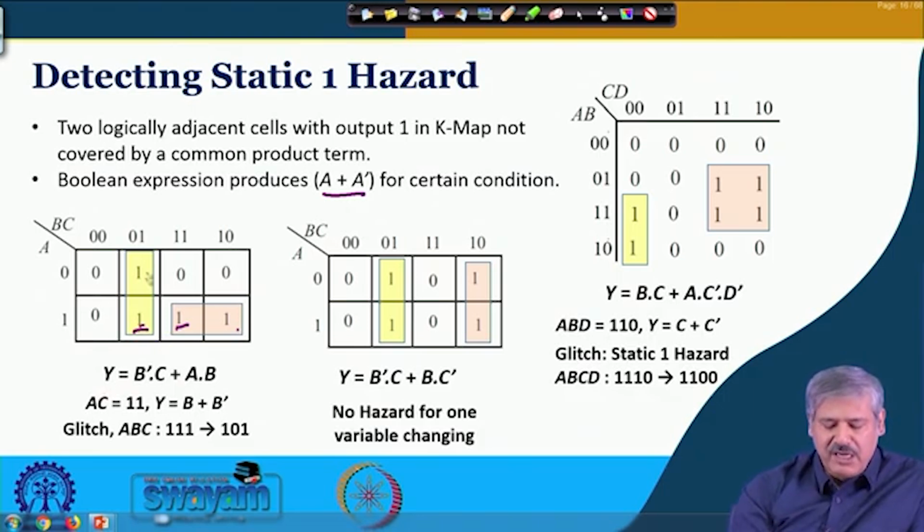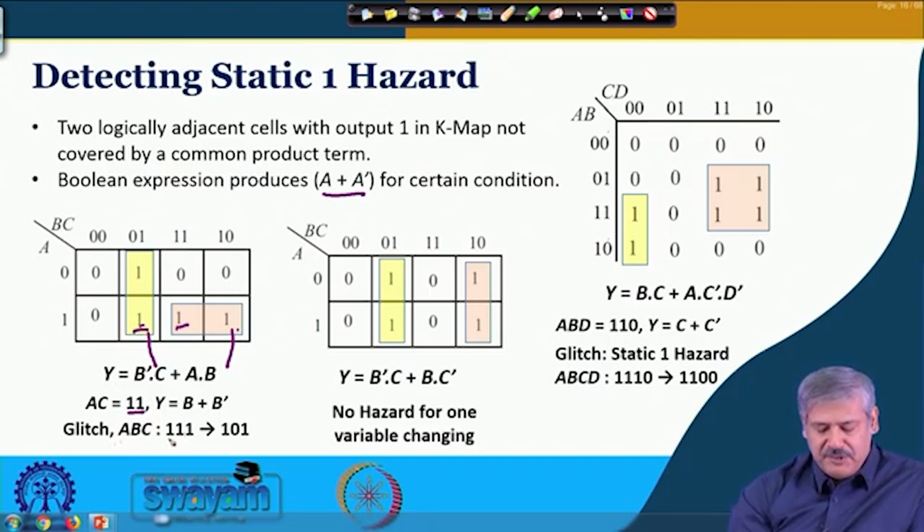So, we can write from this y is equal to b prime c, this one is b prime c and this one is a b, right. This group is a b and this is b prime c, right. Now, when a and c are 1 1, we get y is b plus b prime. This is a case of static 1 hazard, the kind of thing that we have seen.